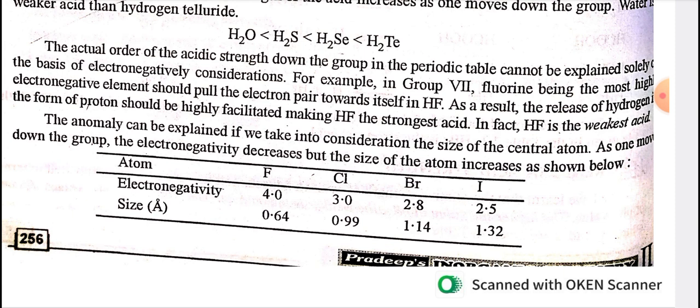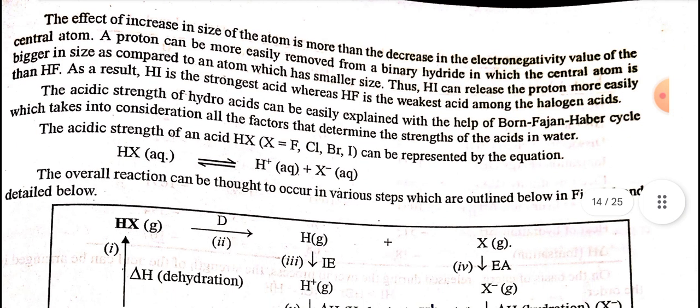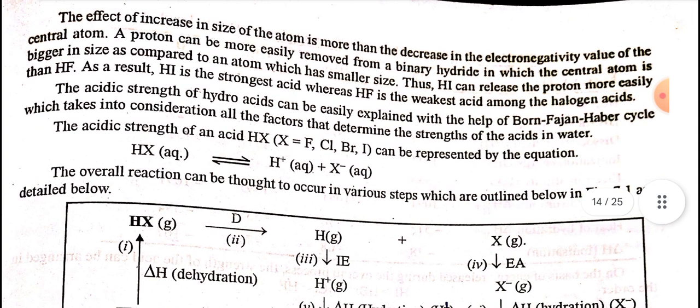The anomaly can be explained if we take into consideration the size of the central atom. As one moves down the group, the electronegativity decreases, but the size of the atom increases, as shown below. The effect of increase in size of the atom is more than the decrease in the electronegativity value of the central atom. A proton can be more easily removed from a binary hydride in which the central atom is bigger in size as compared to an atom which has smaller size. HI can release the proton more easily than HF. As a result, HI is the stronger acid, whereas HF is the weakest acid among the halogen acids.